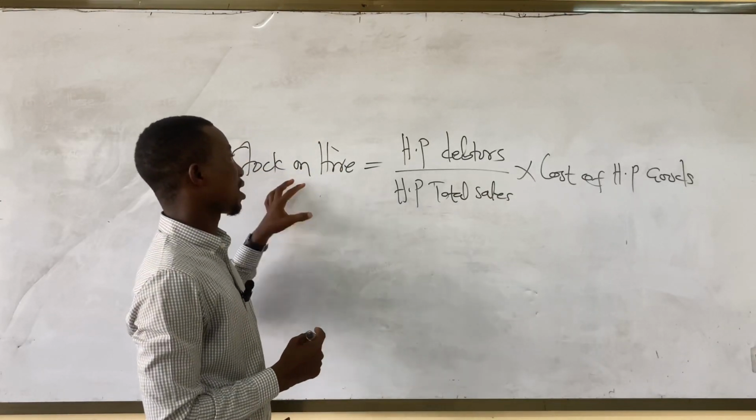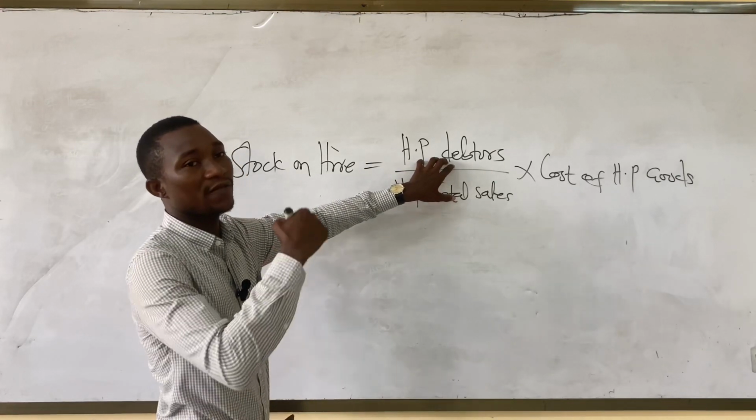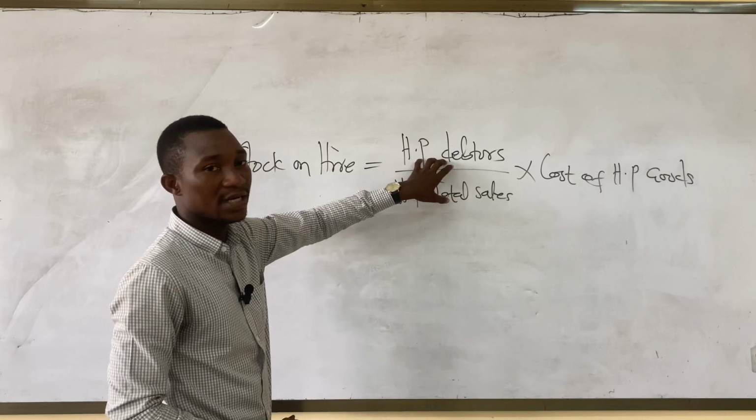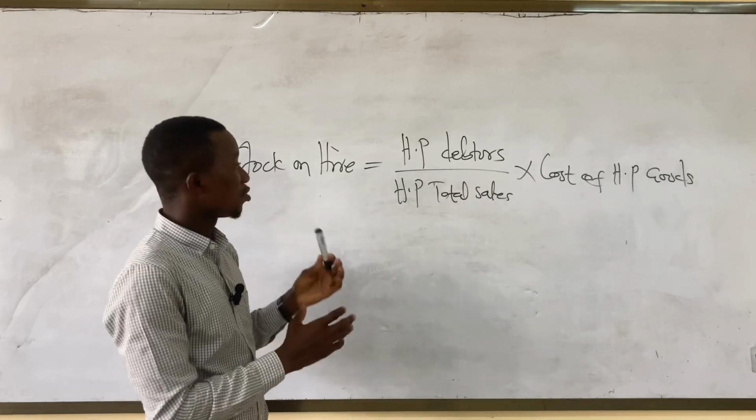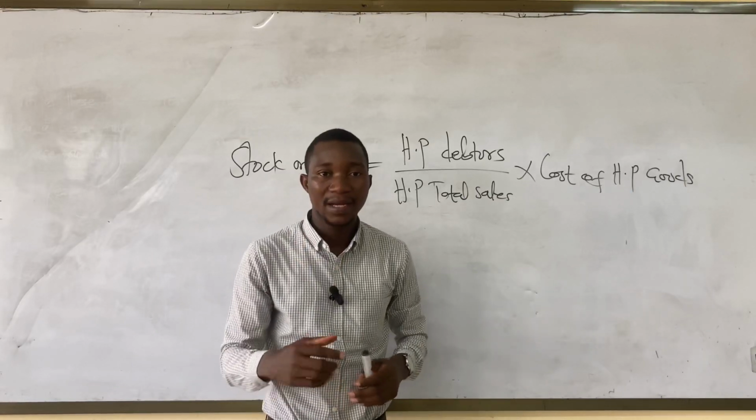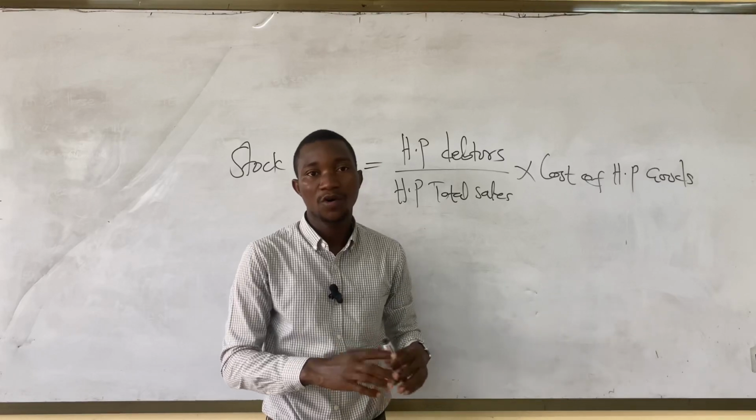We are calculating this based on the debtors balance at the end of the period. So at the end of the very first year, the amount that is still with our debtors, we base on that to determine the stock on hire. So that is what we do. Let's go through the question together and see how we can prepare the trading profit and loss account and the statement of financial position for the hire vendor.